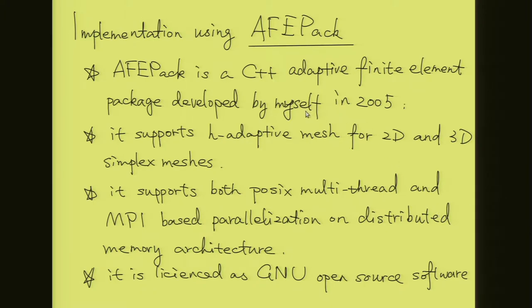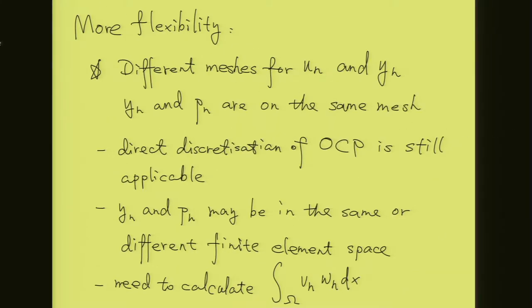And we implement it using AFEPack, and I am actually the author of this package. It's a C++ adaptive finite element package, and it supports edge adaptive meshes for two-dimensional and three-dimensional cases for simplex meshes. We can use POSIX threads or MPI-based parallelization with this package. It's an open source package, and just as I mentioned, we can have different meshes for u_h and y_h, and y_h and p_h are on the same mesh.